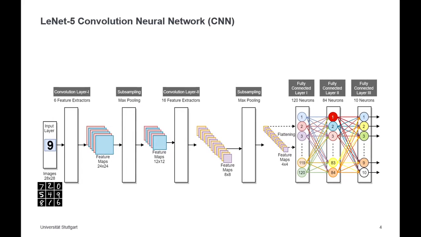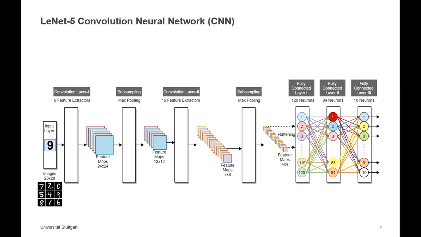The choice of convolution neural network is the popular LeNet-5 neural network. The architecture is shown here. It has two convolution layers with 6 feature extractors in the first layer and 16 feature extractors in the second layer. In addition, it also has 3 fully connected layers with 120 neurons in layer 1, 84 neurons in layer 2, and 10 neurons in layer 3, which is also the output layer, representing the possible 10 class outputs. Each convolution layer is also followed by a max pooling operation.